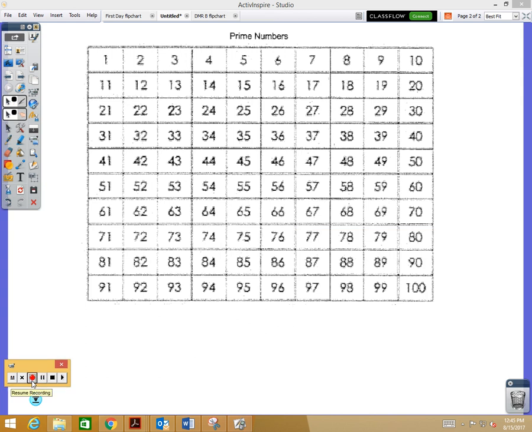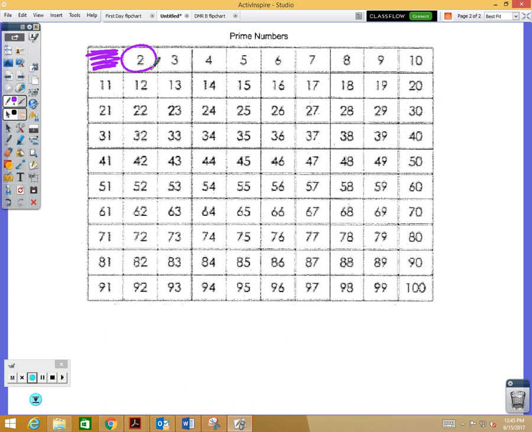So yesterday we started to identify those prime numbers. Now we said that number 1 is not prime or a composite, so we crossed it out. We said that number 2 is prime because the only way to get a 2 is by doing 1 times 2. But the 2 was the only even number that is prime. All of the other even numbers are composite.